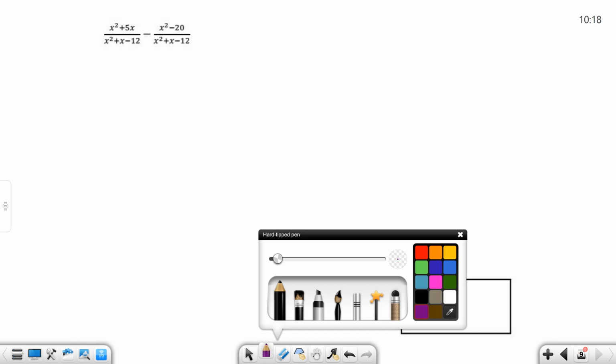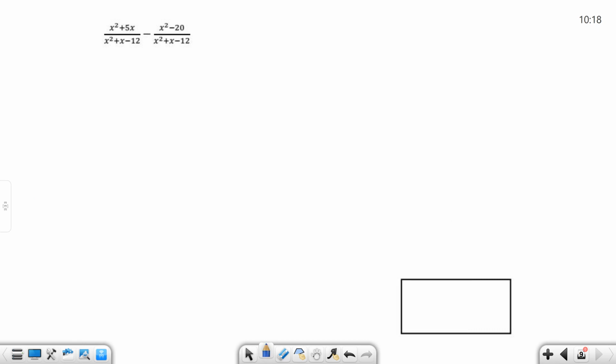And then here, this one, the LCD is x squared plus x minus 12. So we have x squared plus x minus 12. That's a pretty ugly x. I know my handwriting's bad. You don't have to write it in and tell me. x squared plus 5x. And then we have x squared and 20.